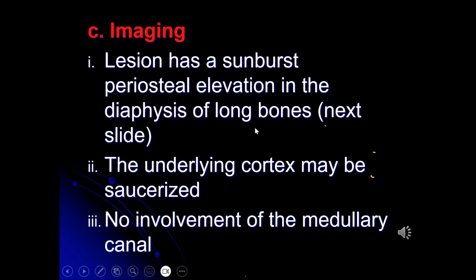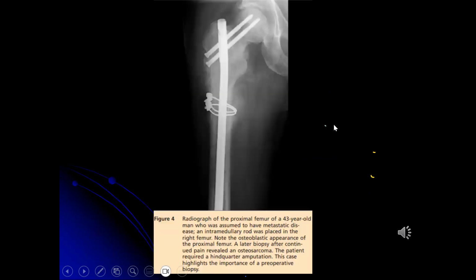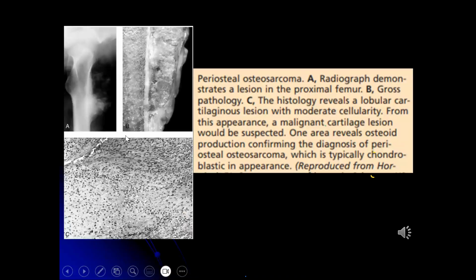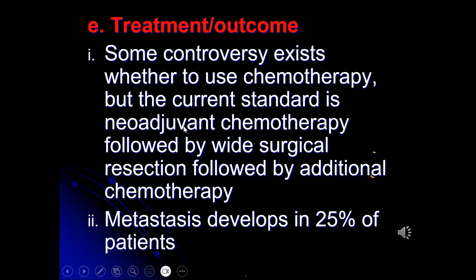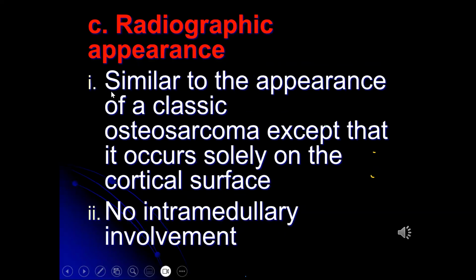saucerized, and you have to resect this, probably do an intercalary resection and use internal fixation. And as a matter of fact, this is a patient that was present, and you have to know how you should follow up these patients. Metastasis occurs in periosteal osteosarcoma in 25%. Beware of this, and don't forget it. Okay? And then you have dedifferentiated osteosarcoma.